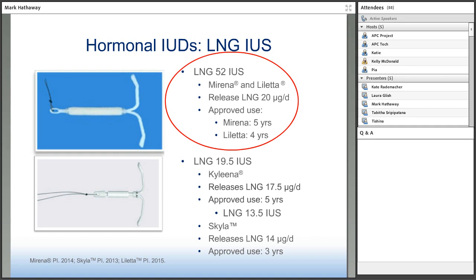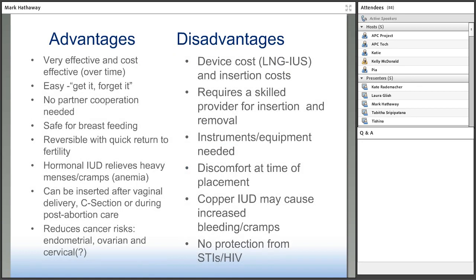There are two other methods that are available. We're not going to talk about them much, but Kyleena at the bottom, and the Skyla also at the bottom. They release slightly less hormone per day.